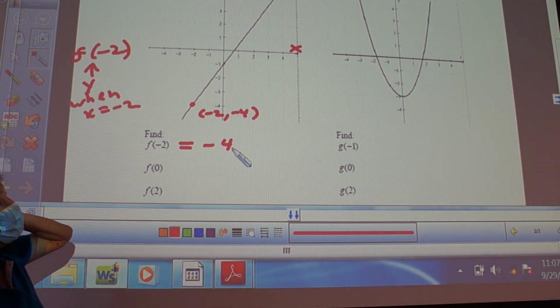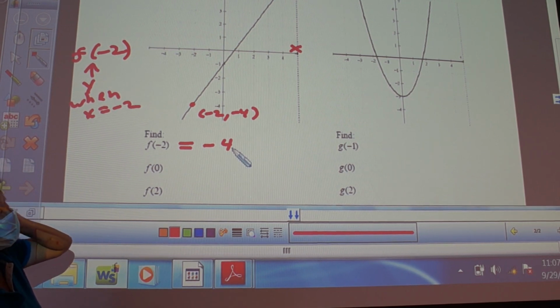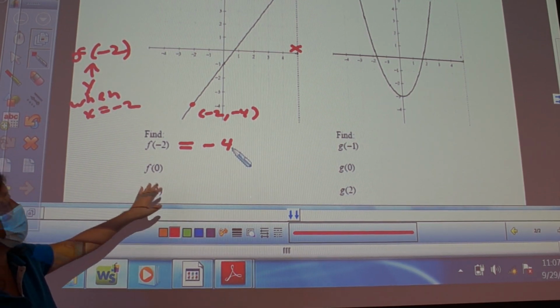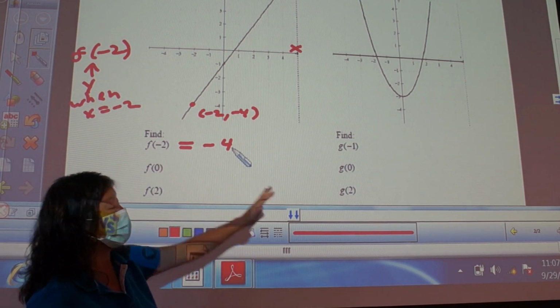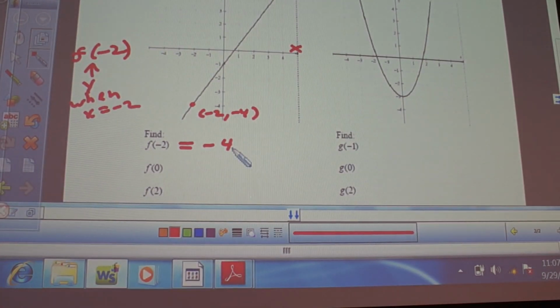All right, so I'm going to let you guys go to it. I'm going to give you guys 2 minutes. Is that good? 3 minutes? Maybe 3 minutes in your groups to find these guys.